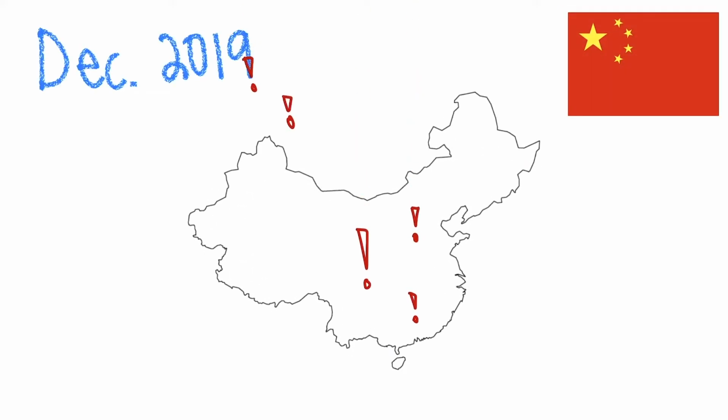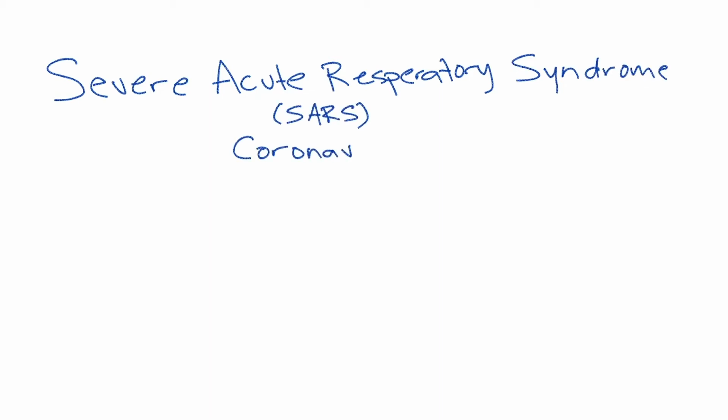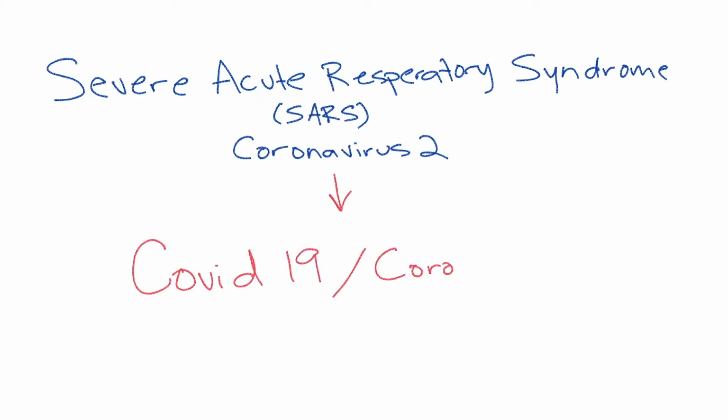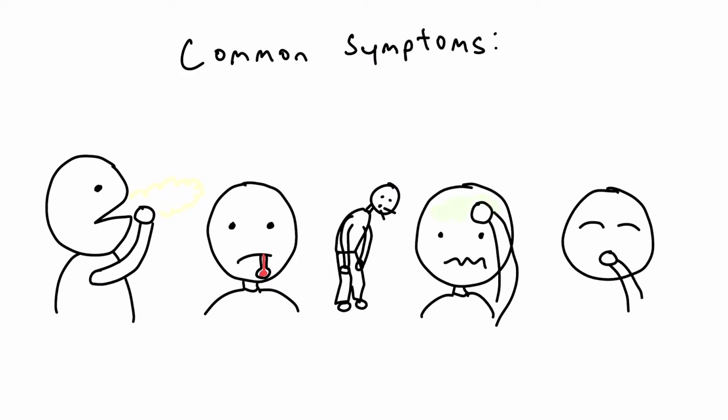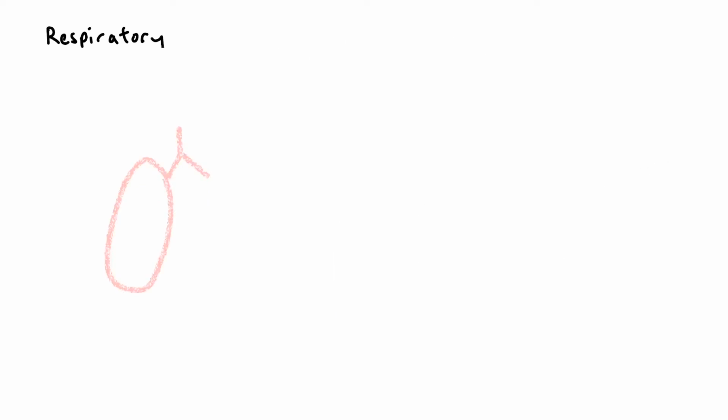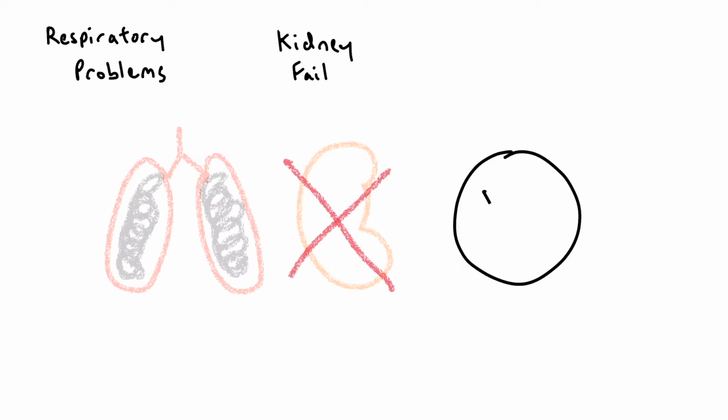In December 2019, Chinese authorities alerted the global medicine community that a new virus is spreading within its borders. The virus was identified as the Severe Acute Respiratory Syndrome Coronavirus 2, which causes the disease called COVID-19, simply known as the coronavirus. Some of the common symptoms include coughing, fever, shortness of breath, headaches and fatigue, but in rare cases, COVID-19 leads to severe respiratory problems, kidney failure, and even death.